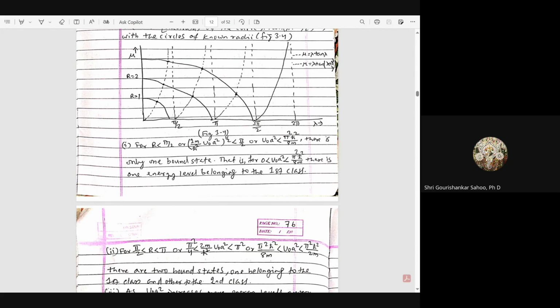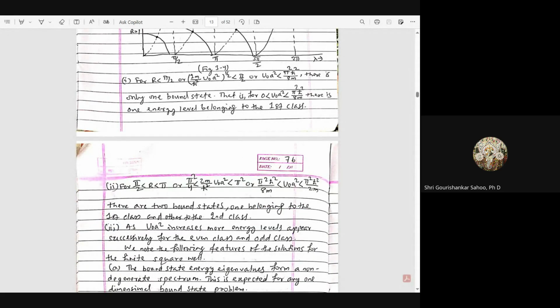For pi by 2 smaller than R smaller than pi, or pi square by 4 smaller than 2m u0 a square by ħ square smaller than pi square, or pi square ħ square by 8m smaller than u0 a square smaller than pi square ħ square by 2m, there are two bound states, one belonging to the first class and the other to the second class, as shown on the screen, figure 3.4.